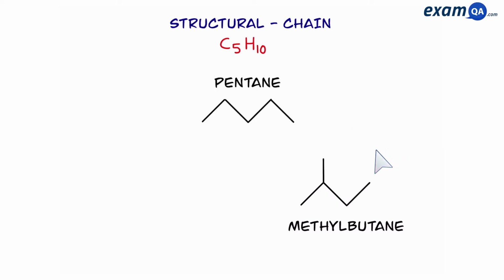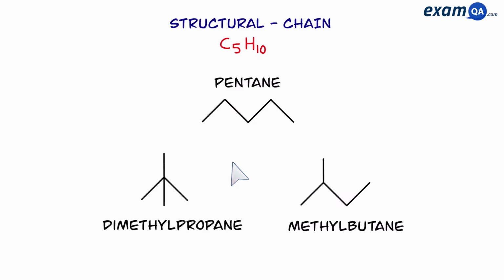And it's not just these two, there's one more. Here we have dimethylpropane. This is another chain isomer of C5H10.